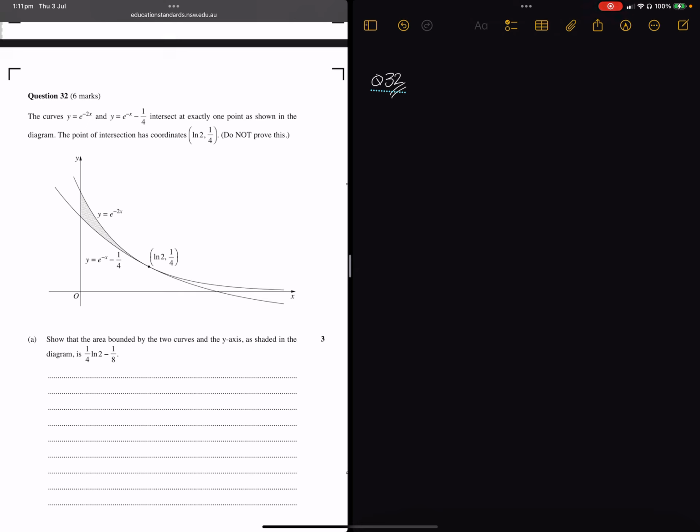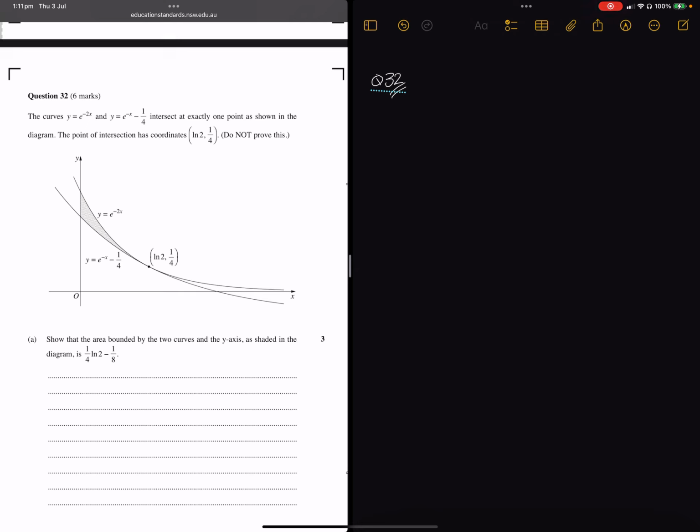So we're given two curves, y equals e to the power of minus 2x and y equals e to the minus x minus a quarter. We're told they intersect at one point. We're told the coordinates of the point of intersection. We're told not to prove this. Find the area and show that in its exact form, it's a quarter log 2 minus an eighth.